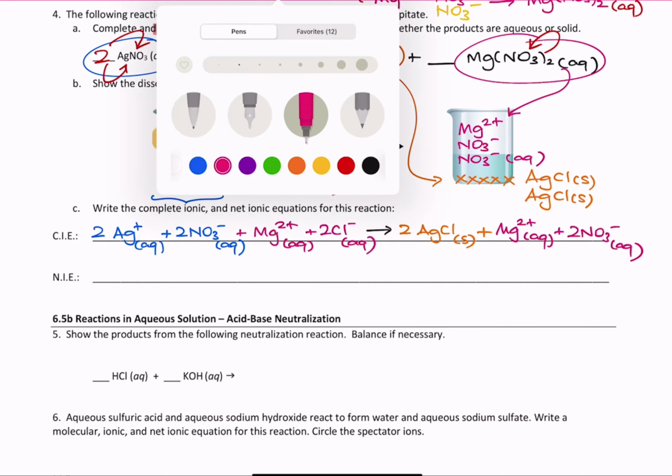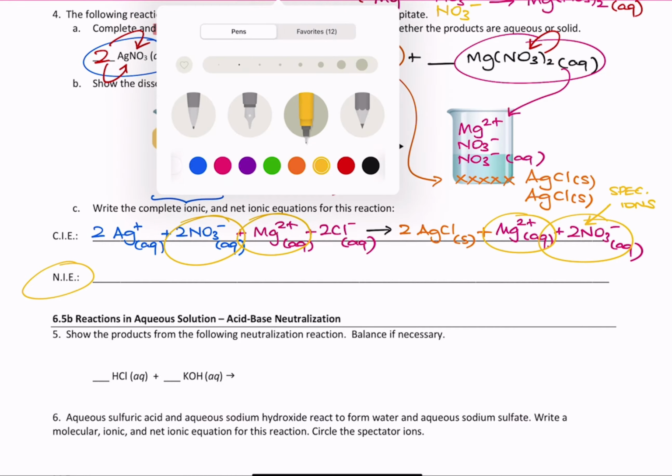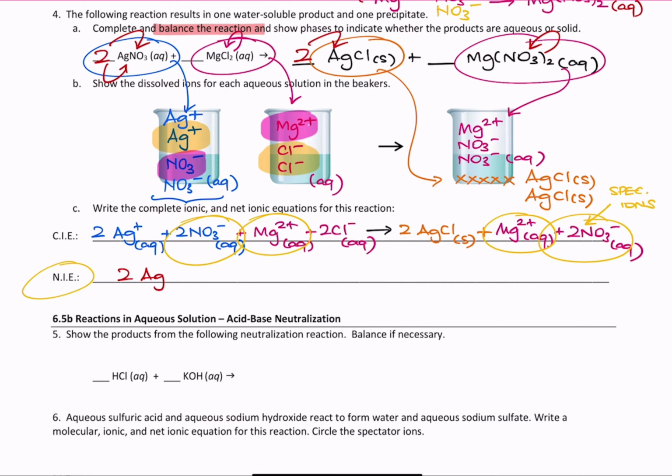In order to write the net ionic equation, we need to identify the spectator ions, so let's identify them. Observe that I have magnesium on each side and nitrate on each side. So these are the spectator ions. I'm going to remove them to write the net ionic equation. That will be 2 Ag plus aqueous plus 2 Cl minus aqueous gives 2 AgCl solid.